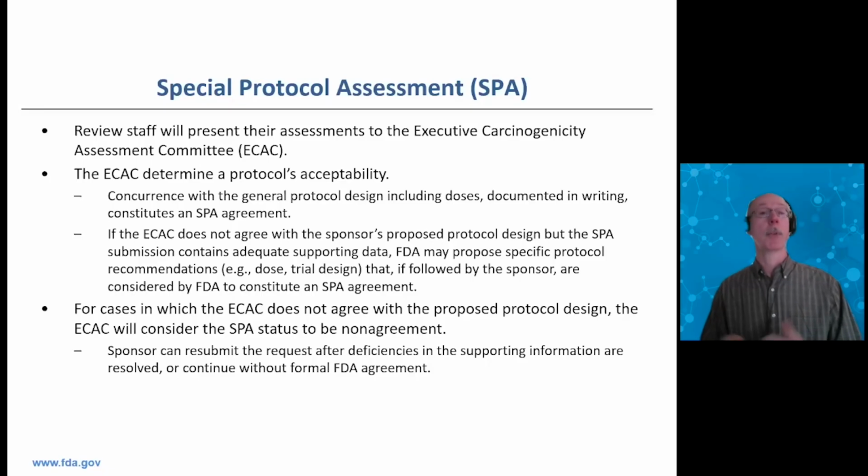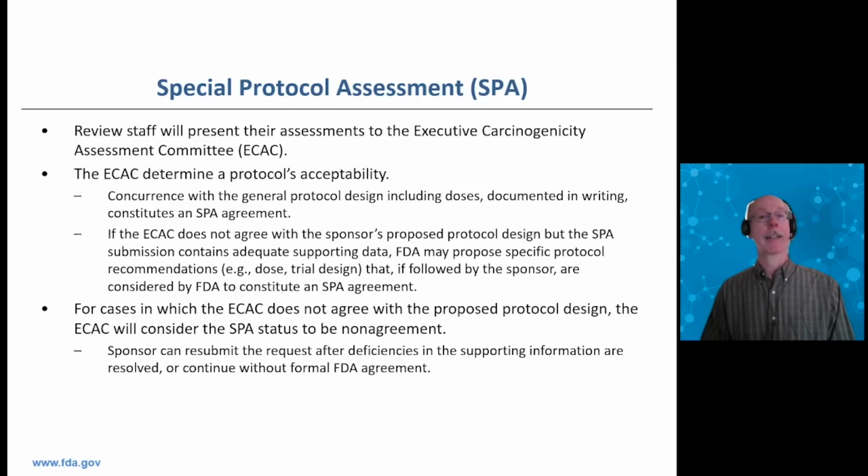So the process is similar to the weight of evidence assessment I talked about. The request for special protocol assessment will go to a review division. The staff will review it, and then they'll bring that to an internal committee. In this case, it's called the Executive Carcinogenicity Assessment Committee. And that committee will determine if the protocol is acceptable. Concurrence with the general protocol design and the doses is documented in writing, and that constitutes a special protocol agreement.